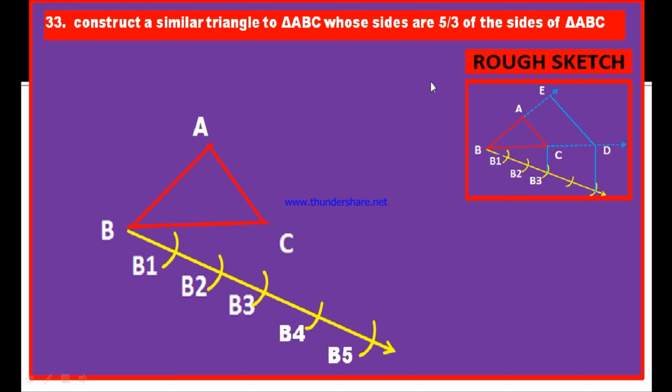After drawing this, now look at the denominator. Denominator is 3. Since the denominator is 3, join the third point, that is B3 to C. Join B3 to C. Later, look at the numerator. Numerator is 5. Therefore, now draw a line passing through B5 and parallel to B3C. Draw a line passing through B5 like this, B5 and parallel to B3C.